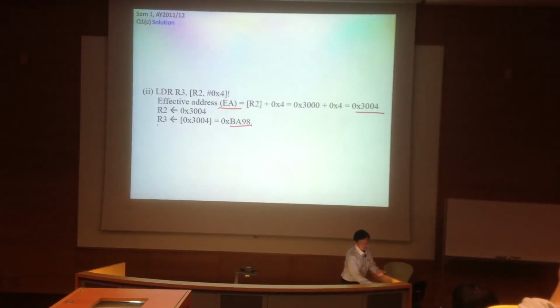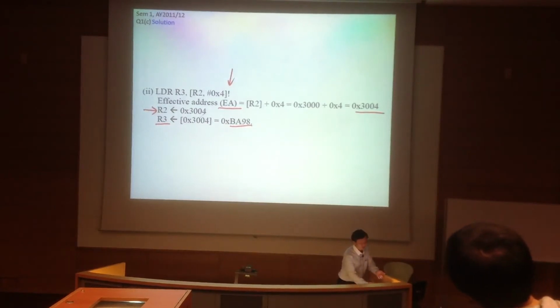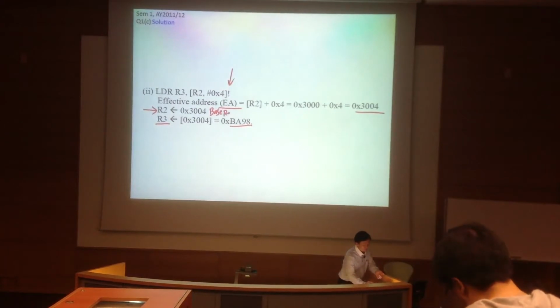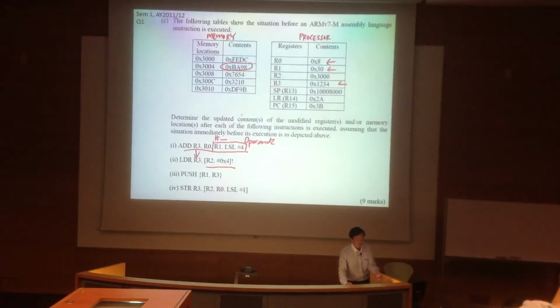This value goes into R3, but don't forget that when you have pre-index addressing, you also update the value in the base register, which becomes 3004. So this value updates the base register. If you didn't have the exclamation mark, the same value goes into R3, but the base register doesn't change. Then you come back to here.